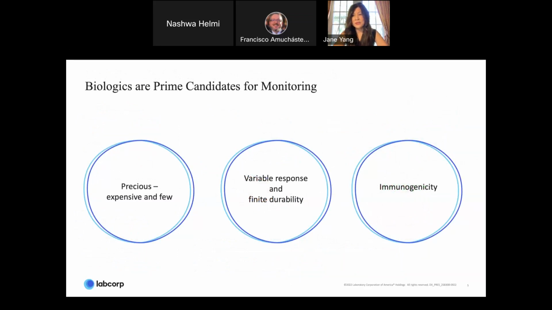Biologics are prime candidates for TDM because they are precious. Biologics are precious not just because they are expensive, but because they are relatively few. At their best, biologics are life-changing, but unfortunately, patient response is variable and the longevity of response is suboptimal. Biologics monitoring is also useful because biologic drugs always have the possibility of forming anti-drug antibodies, which can adversely affect drug efficacy. So as we'll see, TDM is necessary for detecting and managing immunogenicity.